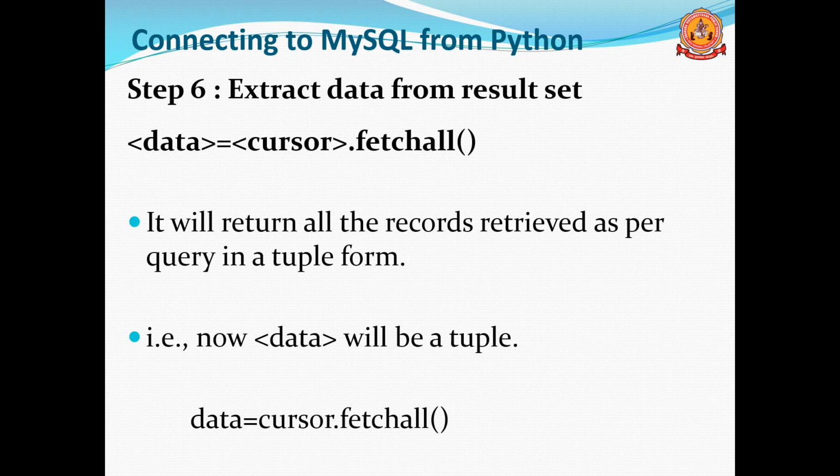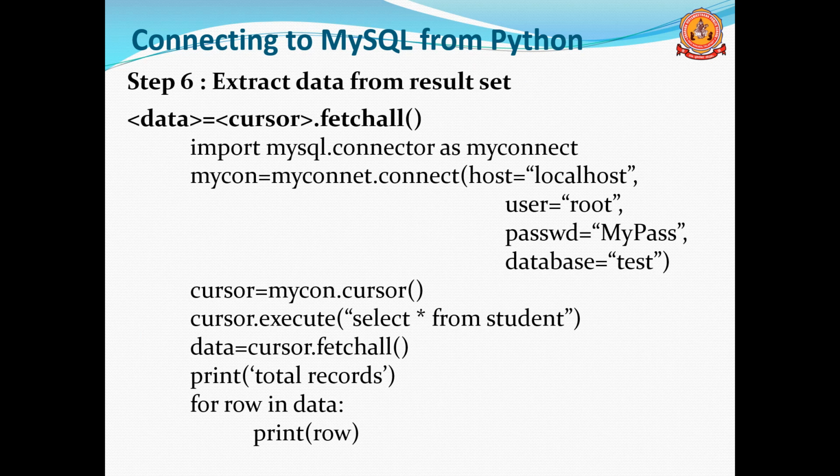Example: data is an identifier here. data is equal to cursor.fetchall(), where cursor is the cursor object. It is fetchall, not fetch. That is the function used to retrieve, or extract, all the records stored in the result set. Here is the full example. You can see how we can use this.